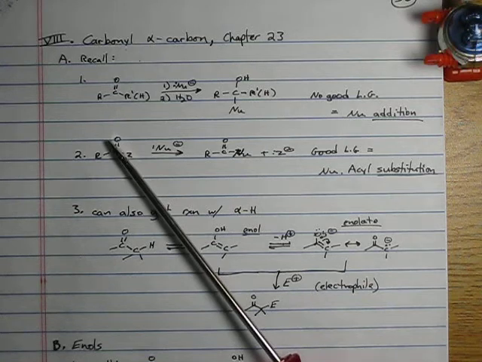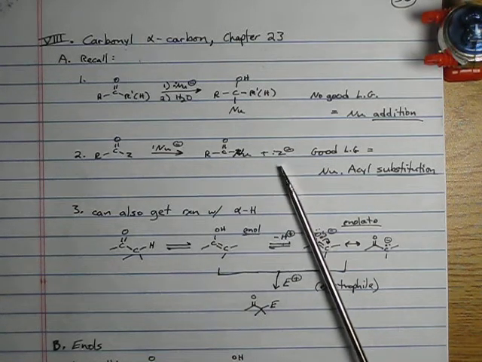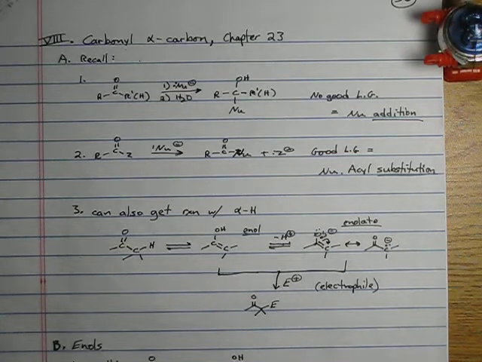Double bond breaks, pi bond reforms, kicks off Z. The nucleophile is going to end up on that carbon. Because Z is a good leaving group, we get nucleophilic acyl substitution. Did a whole bunch of that. But there's another reaction we can get here also.